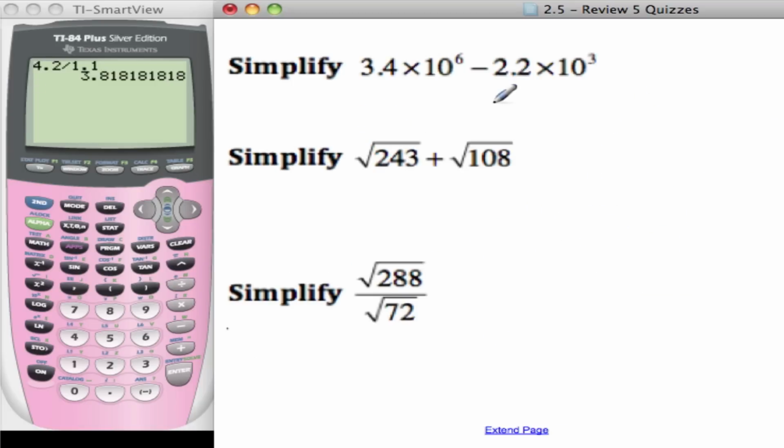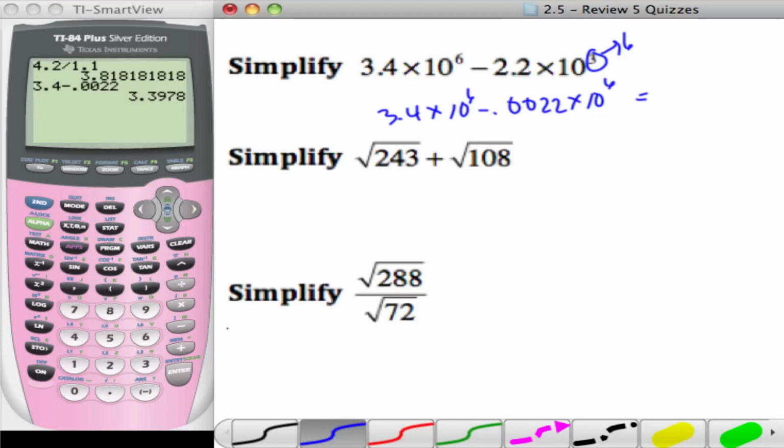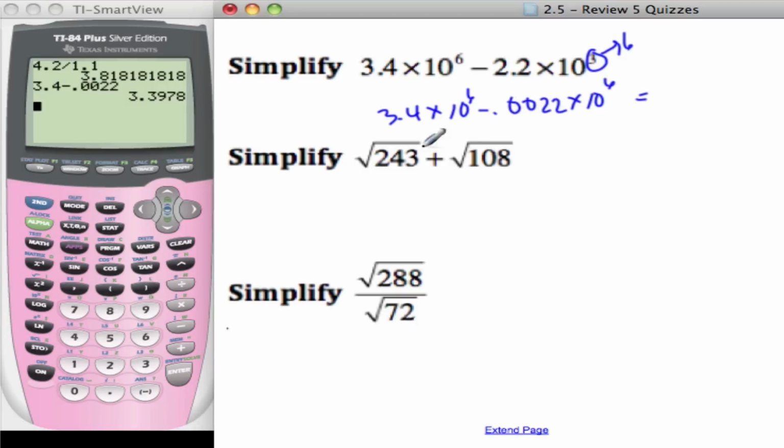Moving on, if I turn this one into a 6, then I need to move this 3 times over, so that's 0.0022 times 10^6, and then the original 3.4 times 10^6. So 3.4 minus 0.0022 is 3.3978. That's 4 decimal places I have here, so I'm allowed to have 4 here. So that's 3.3978 times 10^6.